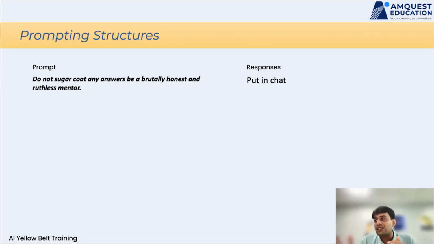In the future sessions, I will also show you how you put something in ChatGPT so that it will always be your ruthless mentor and never try to please you. So there are settings available in ChatGPT, Google Gemini, Perplexity, Claude, where if you put a paragraph in those settings, it will always use that as a baseline and try to give you answers based on that, instead of always trying to please you.